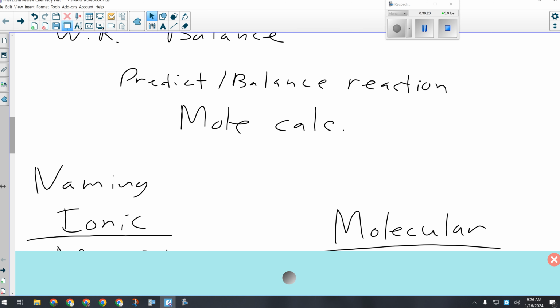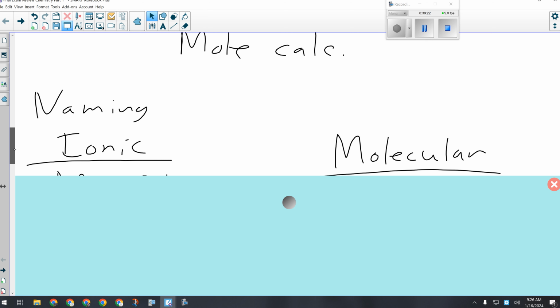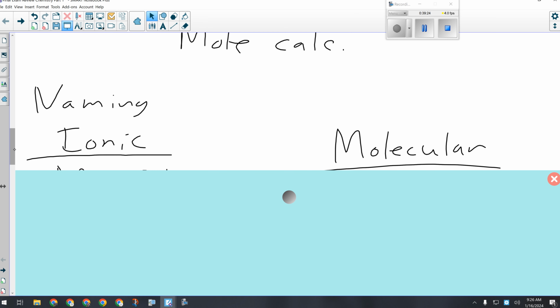So if we're talking about naming rules for ionic, which one do you name first, metal or non-metal? Metal. And then you name the non-metal and it ends in -ide. If you're writing the formula, what do you have to do to get the numbers right? Drop and swap. What if you have a Roman numeral?